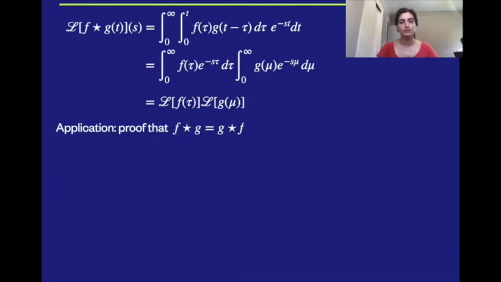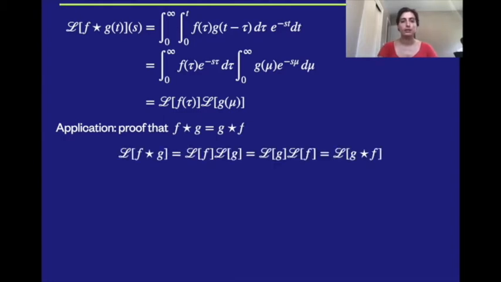To apply this, we would like to prove that f star g, the convolution of f and g, is equal to the convolution of g and f. If we use our application, we know that the Laplace transform of f convoluted with g is equal to the product of the two Laplace transforms. We know that products are commutative, so we swap the two factors, and this is the Laplace transform of g convoluted with f.